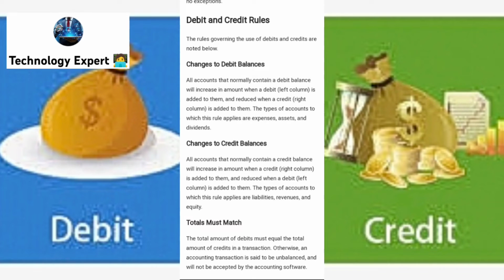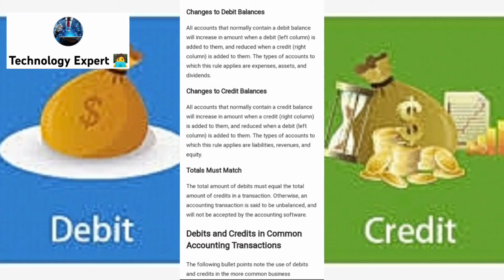Debit and credit rules. The rules governing the use of debits and credits are noted below. Change to debit balance. All accounts that normally contain a debit balance will increase in amount when a debit, which is on the left column, is added to them, and reduce when a credit, which is on the right column, is added to them.